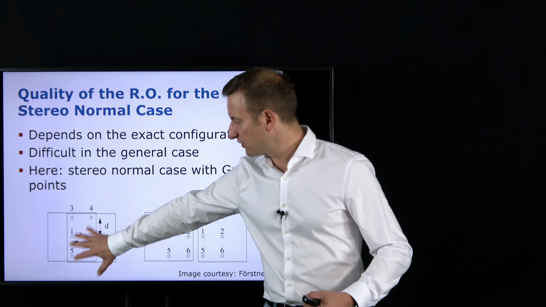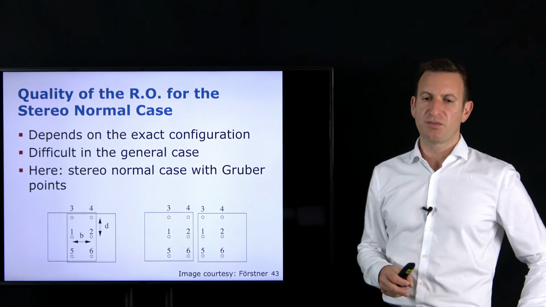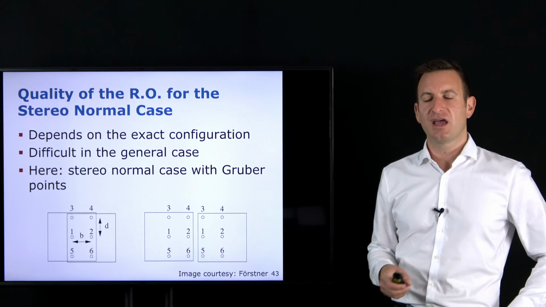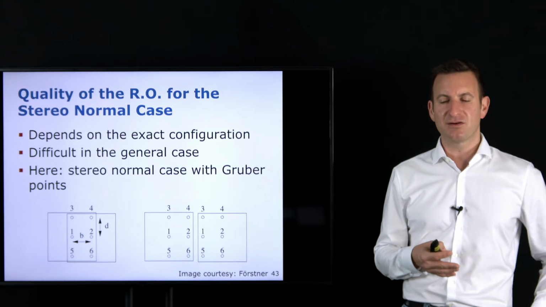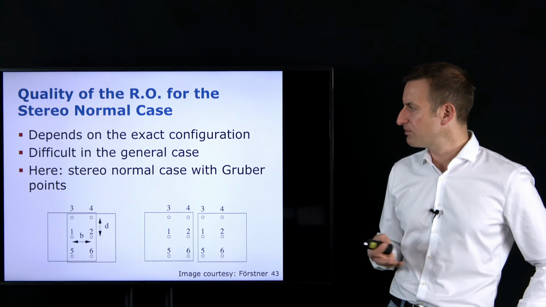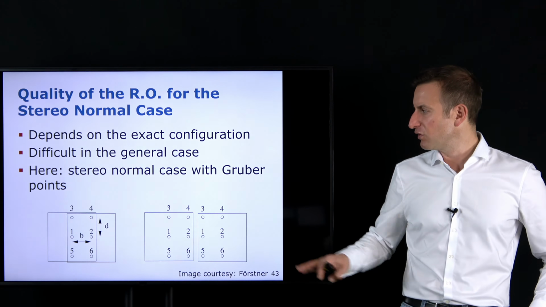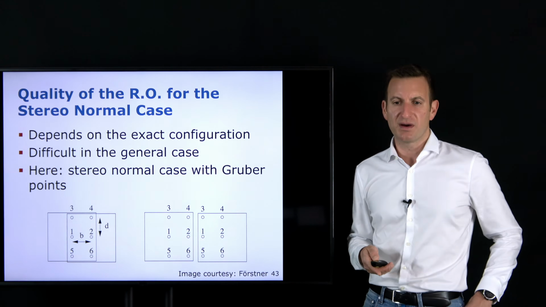This is the geometric setup when you overlap those images. And the question is, with those 6 points, how precisely can I actually estimate my 5 unknown parameters, so the change in the baseline vector and the change in the rotation parameters for the stereo normal case. This is what we call the evaluation of the quality using my Gruber points.